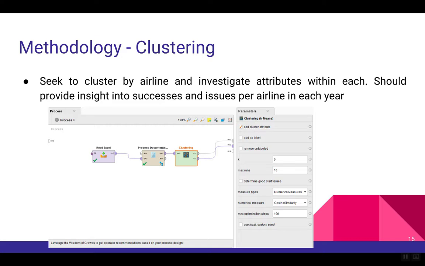When we also did clustering, it was done for both of the data sets. The objective of using this method was to understand the attributes within each airline and within each year to identify the hot topics for the customers.